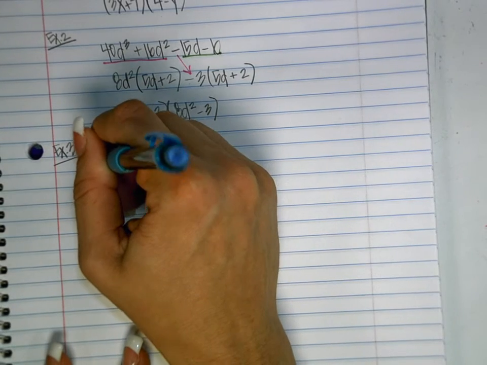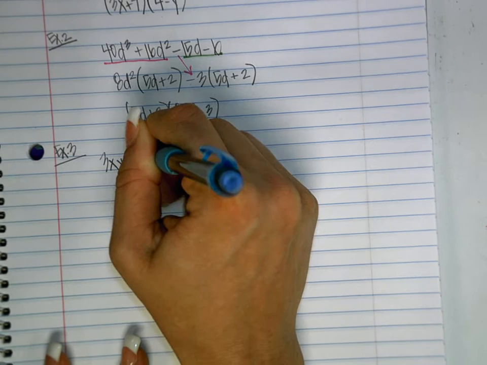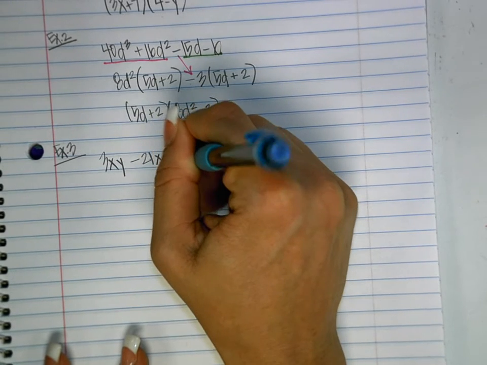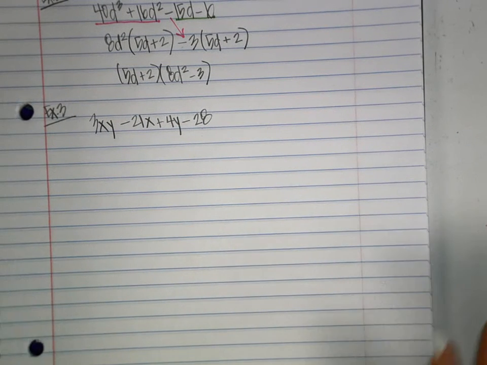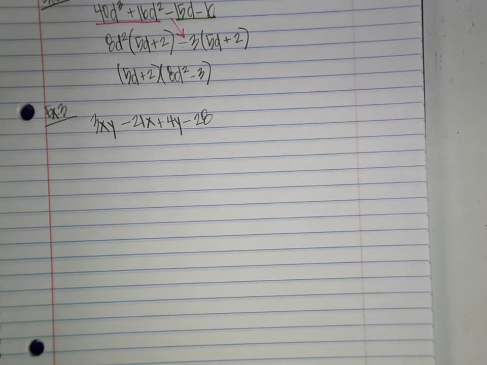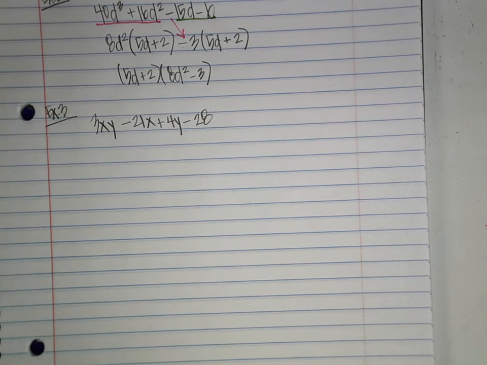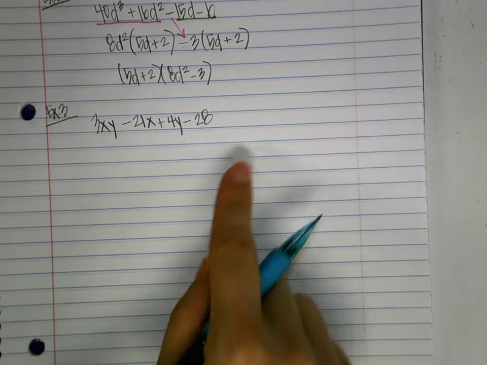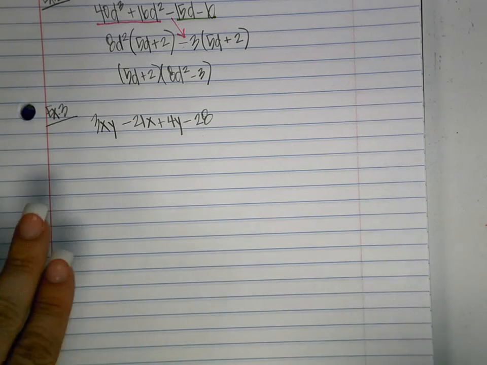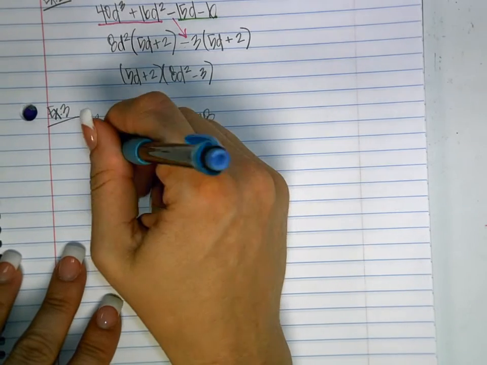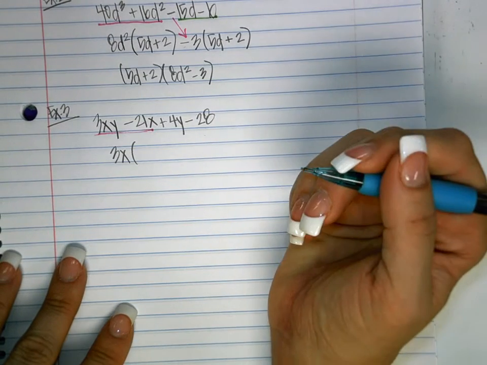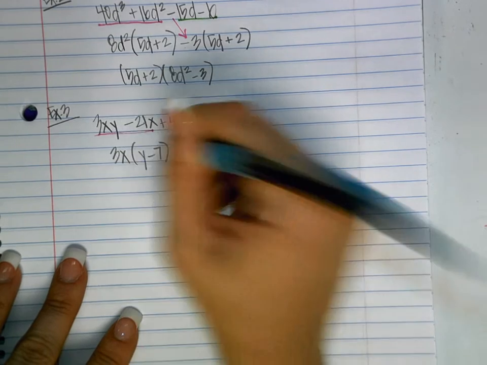Okay, I want you to factor again. 3xy minus 21x plus 4y minus 28. First thing you want to look for, again, is your GCF. Is there anything that can come out of all of the parts? There's not. So you want to look for GCF between just the first two. GCF between just the first two is a 3 and an x. If you divide that away, you'd be left with y minus 7.